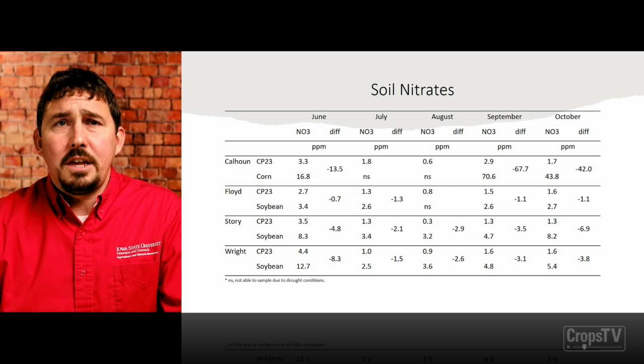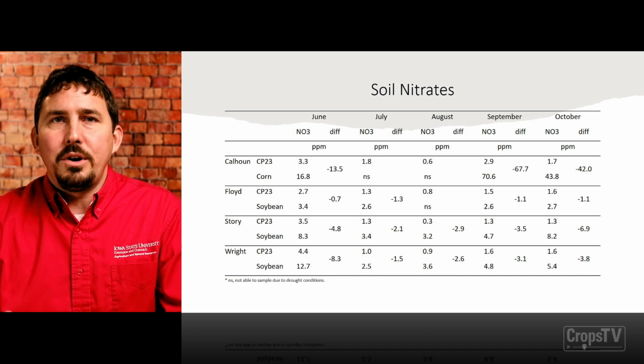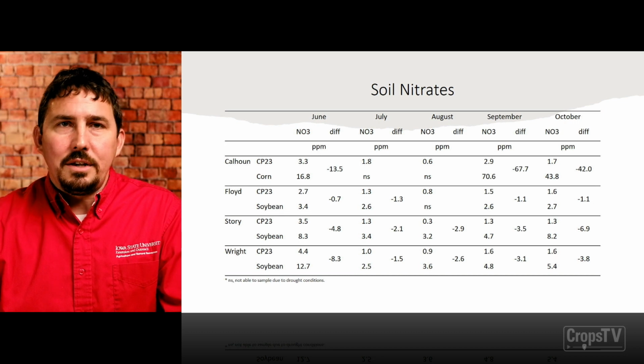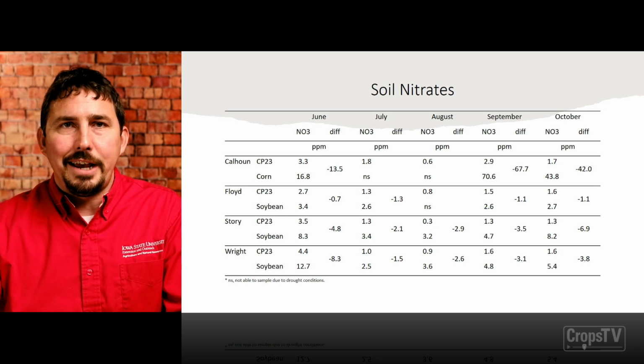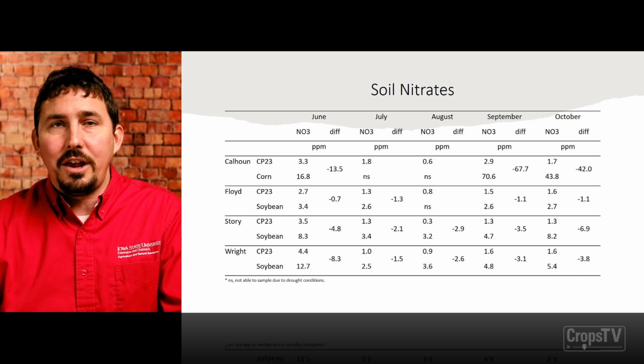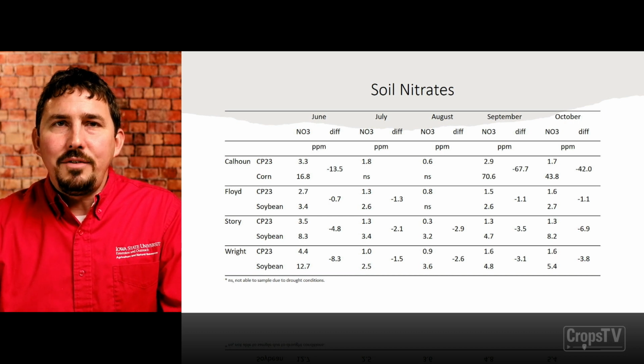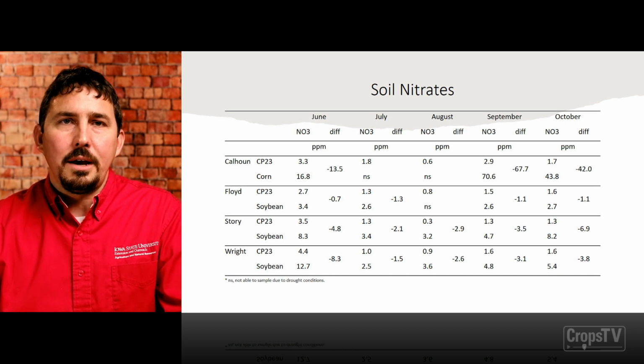The interesting thing here is that a lot of times that perennial mix, even though we were just getting it established, had lower nitrate levels. Now, obviously, with the corn, we would expect that just from the standpoint that we did not apply nitrogen to the CP23 area, whereas we would have to the corn crop. But even in those soybean fields where we had no nitrogen, the perennial areas were lower nitrate.